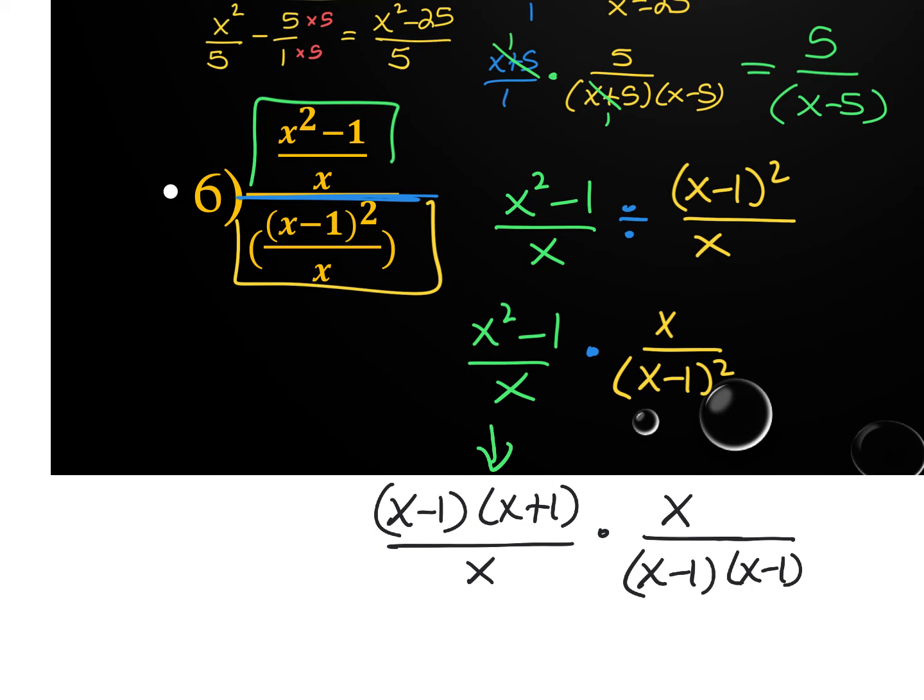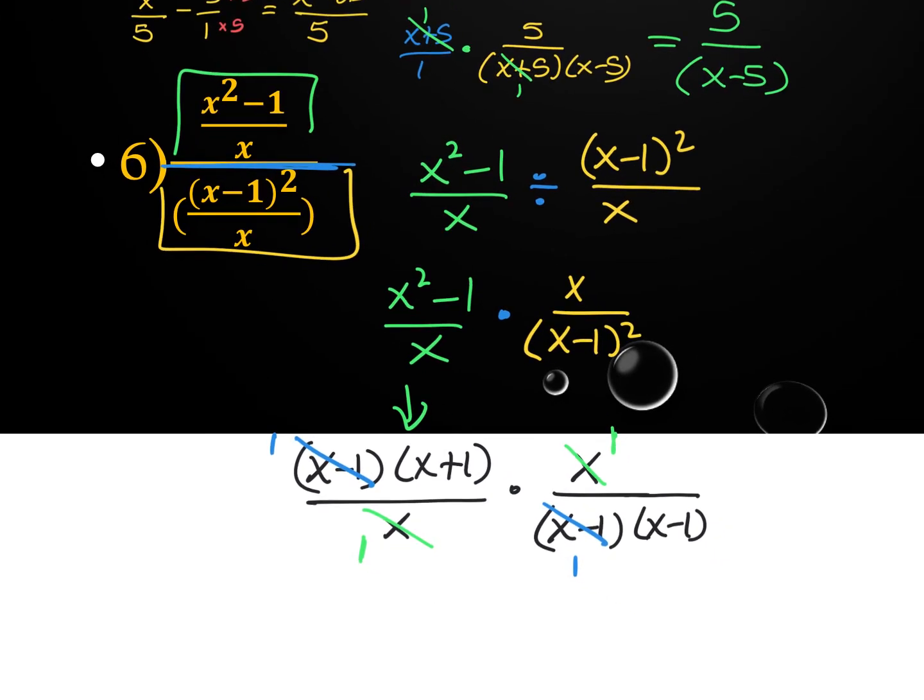So here what I can do is I'm going to simplify the x's. So I can cancel those. A 1 is left behind. And then I can also simplify one of the x minus 1's. And now what remains in the numerator is 1 times x plus 1 times 1. So in the numerator, the only thing that's left is x plus 1. In the denominator, x minus 1.